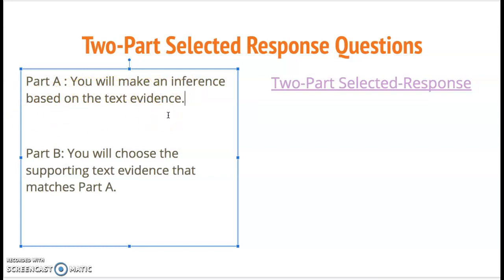And remember, in an inference, you're using the information that you know to make a guess at what the characters are thinking or what is going on, when the author doesn't directly tell you. In part B, you're going to choose the supporting text evidence that matches part A. Okay, so we're going to look at the actual questions that you're going to be using for the story Bear.